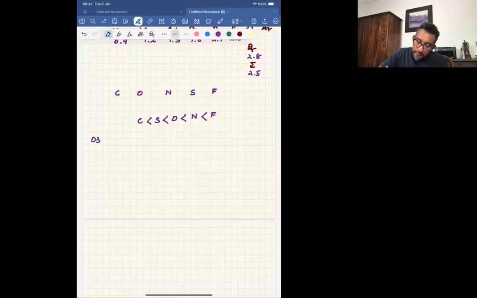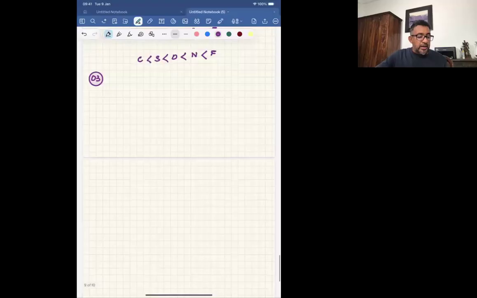Question number 3. Arrange the following compounds in the increasing order of the electronegativity of the given atom. If they ask you to arrange the electronegativity of atoms, there's a checklist that you look at. First one is the position in the periodic table. This checklist is important. Position in the table, I'll say PT, periodic table.